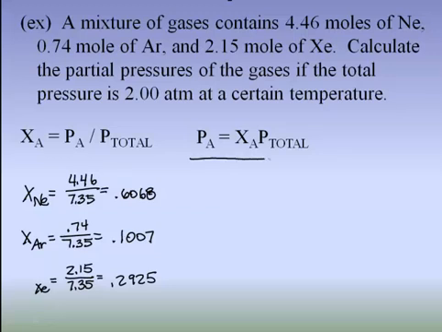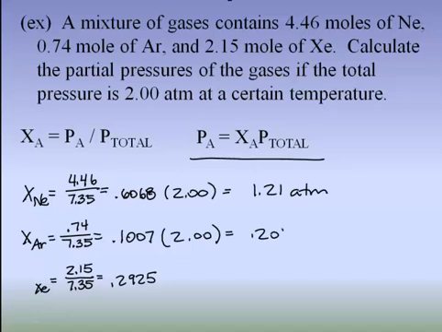Now, as this equation tells us, all we need to do now is multiply each of these mole fractions by the total pressure of 2 atmospheres to get the partial pressure for each of these gases. So for neon, that's 1.21 atmospheres. For argon, it's 0.201. And for xenon, it's 0.585.